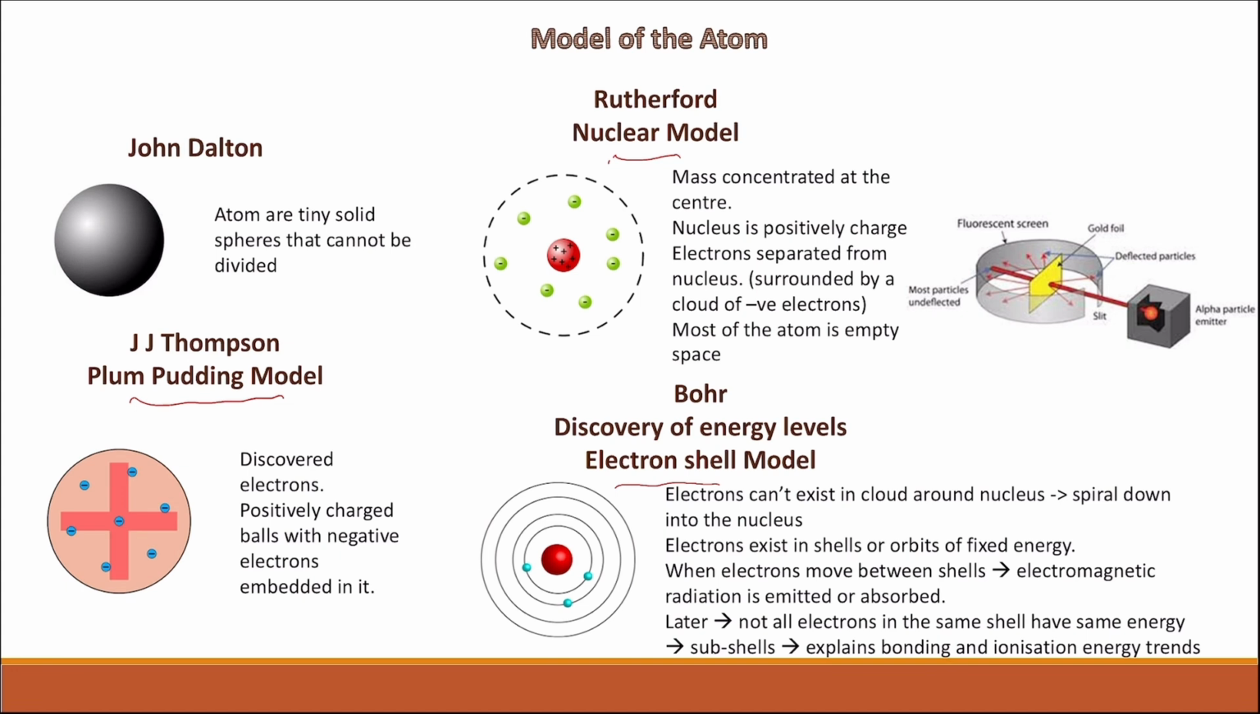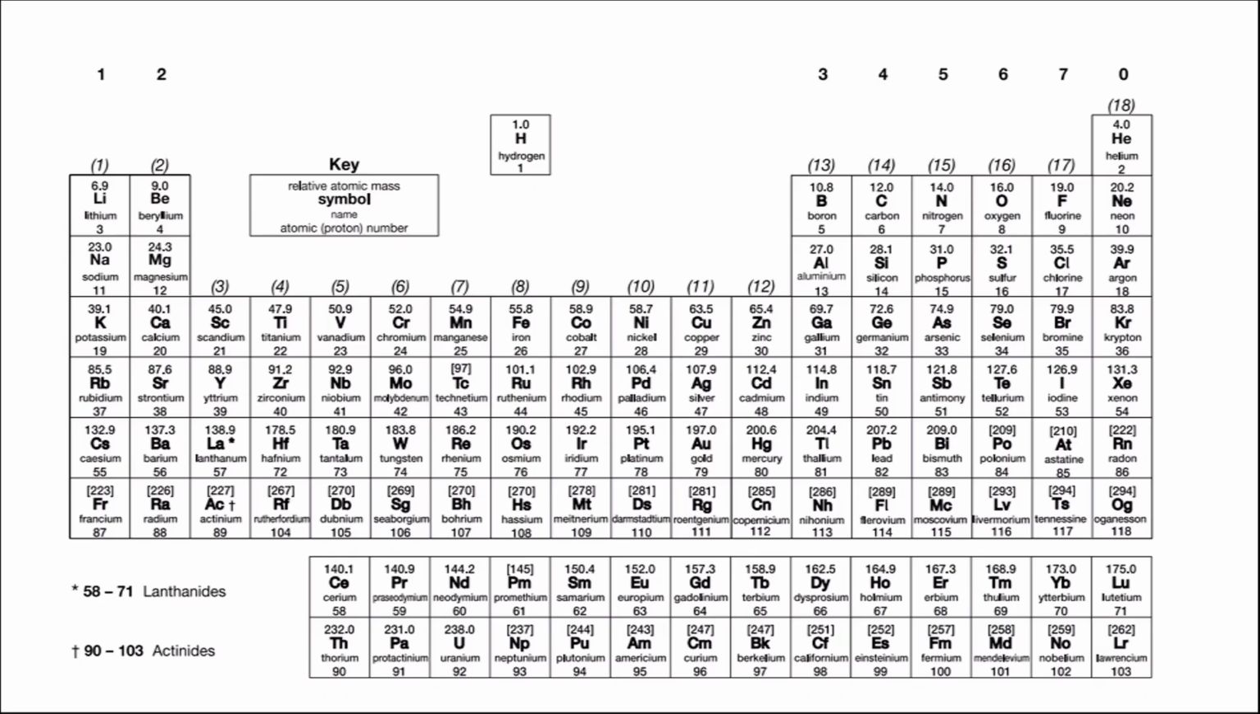Bohr is the one who discovered the energy levels with his model, which is the electron shell model. So he described the electrons as existing in shells or orbits of a fixed energy, and that when the electrons move between the shells, electromagnetic radiation is emitted or absorbed. Later, he discovered that not all the electrons within the same shell have the same energy. This is why he discovered as well the subshells, as we know them now as the s, p, d, and f.